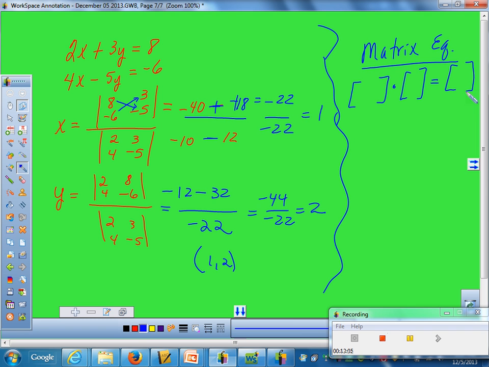Okay. So which numbers go in which matrix? So yeah, the first matrix is the x's and y's. The second matrix is the variables x, y. And then it equaled 8, negative 6. Okay. So you have it set up.